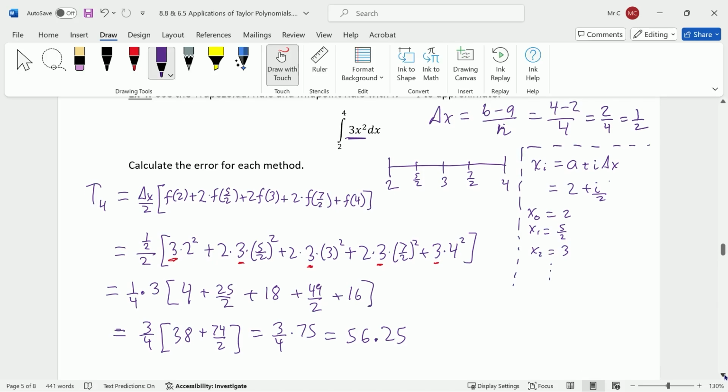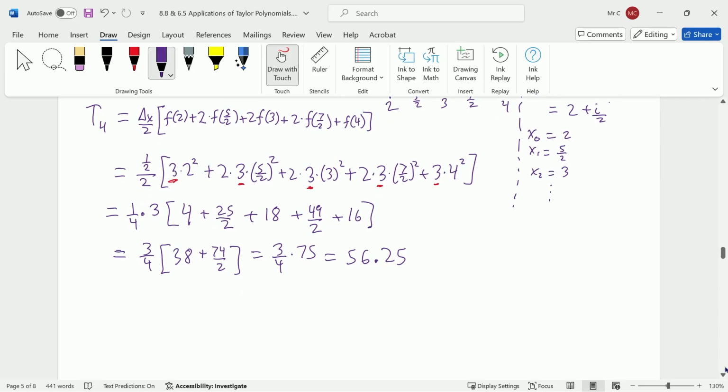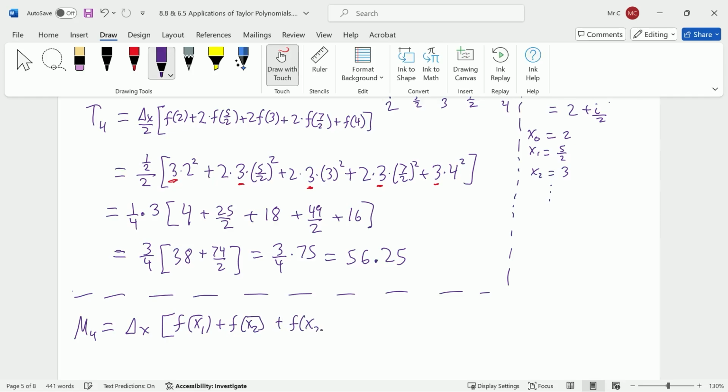Okay, so next. Now we're asked to evaluate the midpoint approximation. And so M sub 4 looks like delta x times, and here we just evaluate f at a bunch of midpoints, I should say. So f of x1 bar plus f of x2 bar, and there should be 4 of them.